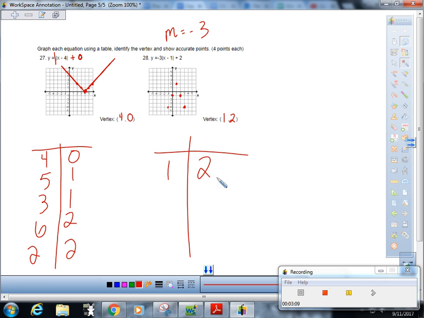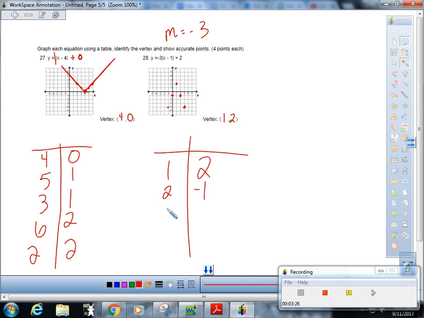Let me put in a 2. 2 minus 1? 1. The absolute value of 1 is 1. -3 times +1 is -3. And -3 plus 2 is indeed -1. Does that make sense?